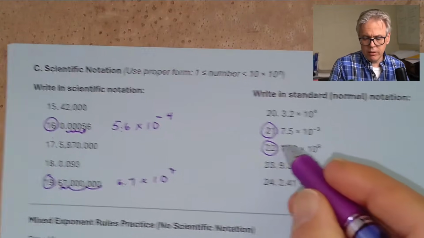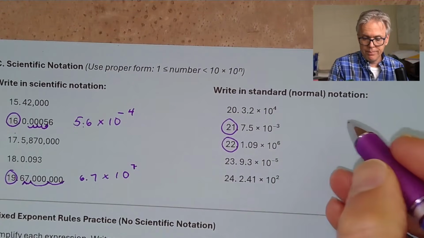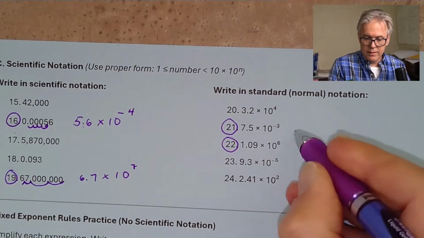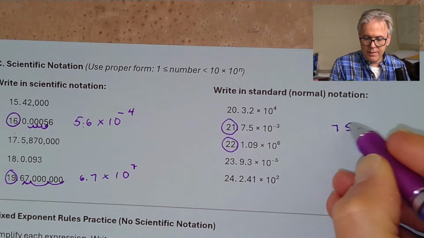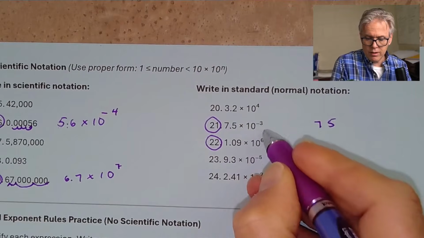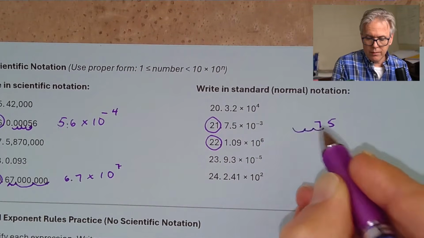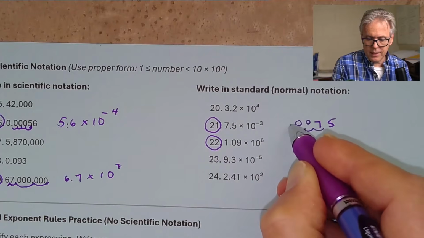Now what about over here on 21, 22? Now we're going to be going back to decimal notation or standard notation. So I've got 7.5, and then I'm going to move the decimal point over how many places? Good, 3 places. This is going to be a really small number. So we're going to do 1, 2, 3. Now I just fill in zeros there, put my decimal.